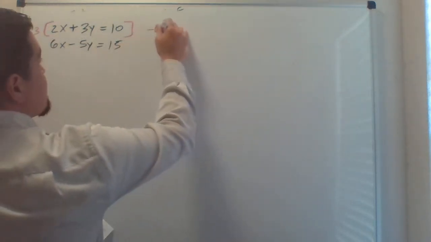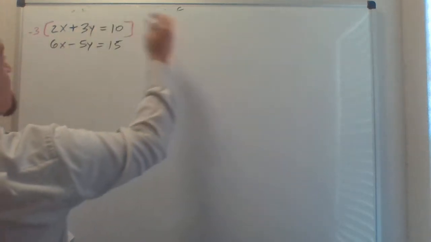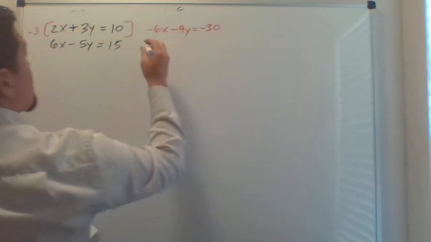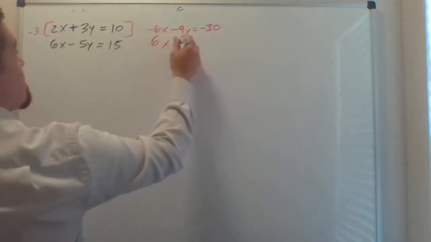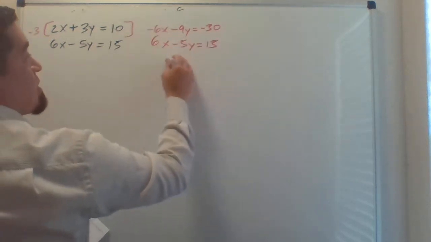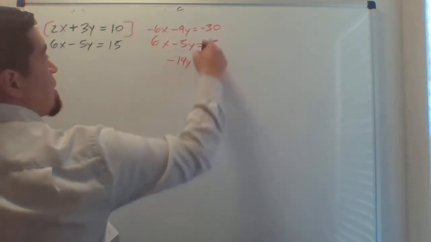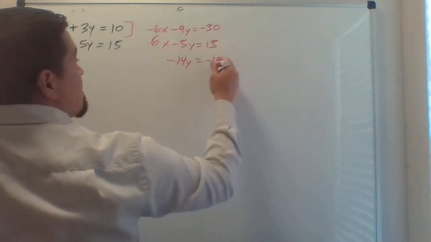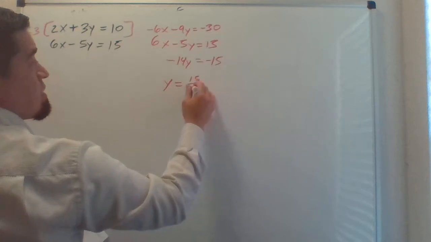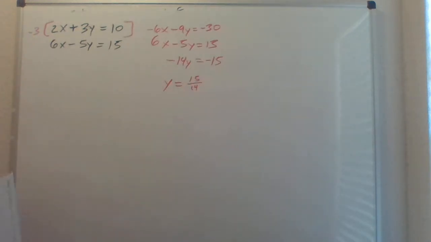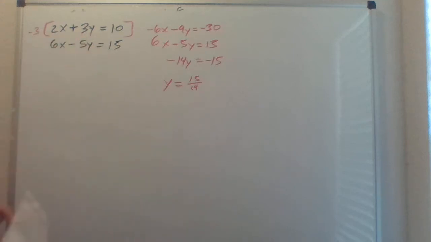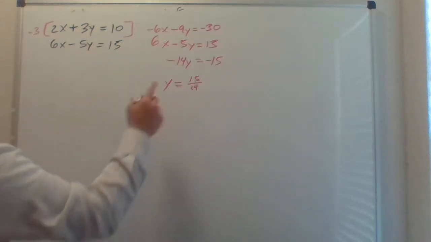And I'm going to get negative 6x. Multiply that by negative 3, that's negative 9y. Then that's negative 30. I'm just going to copy the bottom underneath here. That cancels. That's going to give me negative 14y. And then that's going to give me negative 15. Then I just divide. I'm going to get 15 over 14. That's my solution for y. And then if I use this in one of the equations, I'll get my solution for x.